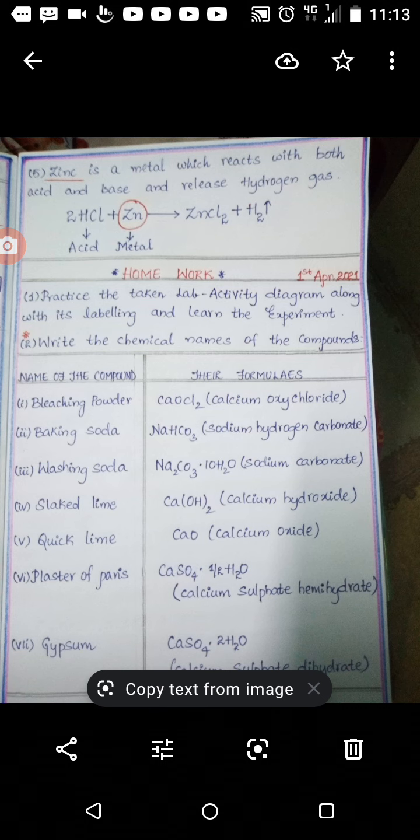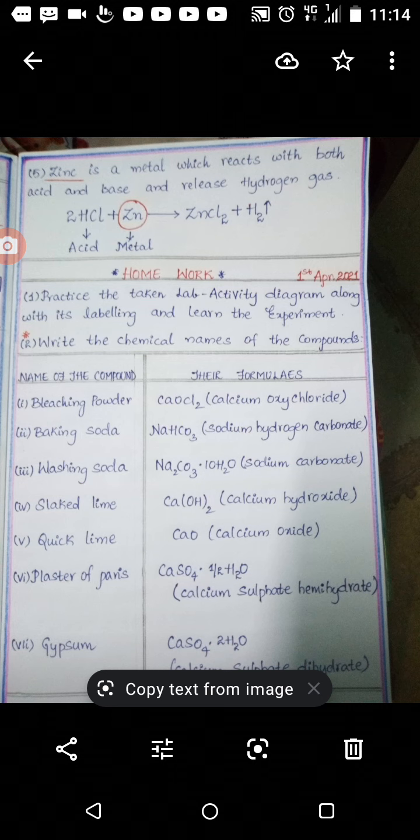Now students, move on to the homework session. When this classwork session is completed, move on to the homework session. Under it, the first question is: practice the taken lab activity diagram along with its labeling and learn the experiment. And move on to the second question, that is write the chemical names of the compounds. First one is bleaching powder.